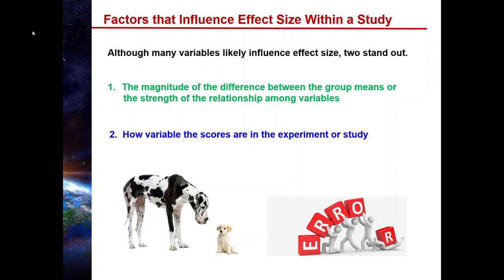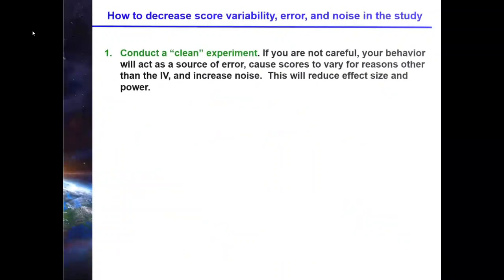So the relative effect size takes the difference between the means and it divides by the standard deviation of the scores of your dependent variable. So if we could find a way to make scores on the dependent variable vary less, then we can increase relative effect size. So how do we do that?